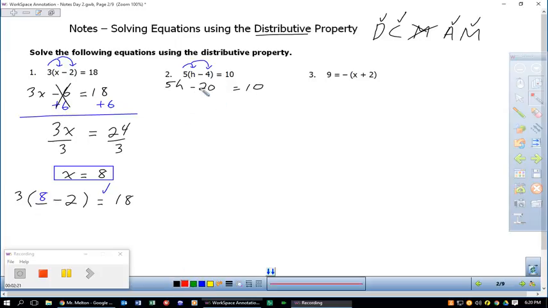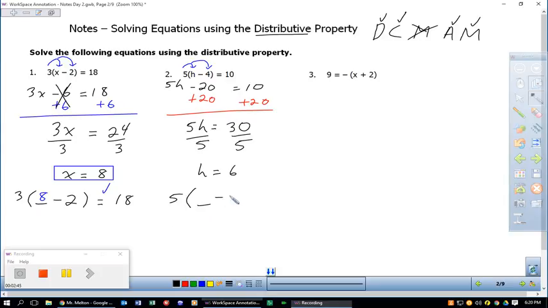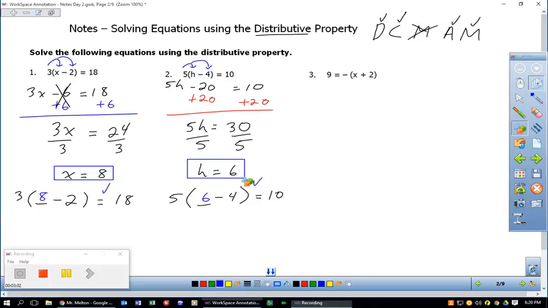All right, now we need to add 20. All right, so we have 5h equals 30. Okay, dividing by 5 there, we get h equals 6. And again, before I really want to call that good, let's plug that in. 5 times h minus 4 equals 10. So if I plug in 6 where h was, 6 minus 4 is 2, times 5 gives us 10. This checks out, and our answer is, in fact, h equals 6.